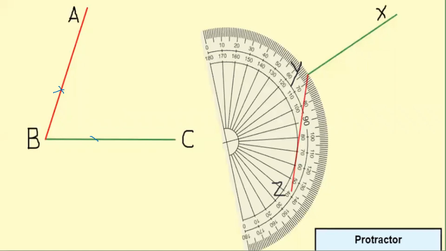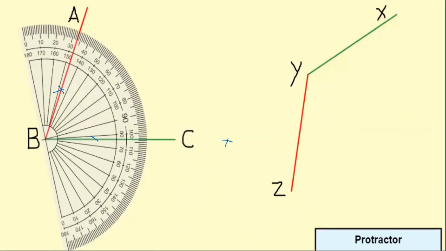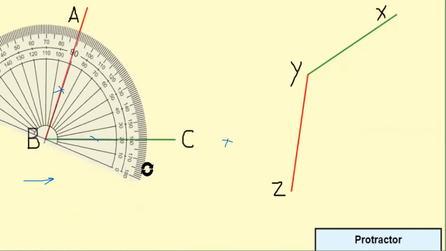To start measuring, we need to plot the center of the protractor on the vertex of the angle. Now it's time to rotate the protractor until the horizontal line of the protractor will be on one of the two sides of the angle.